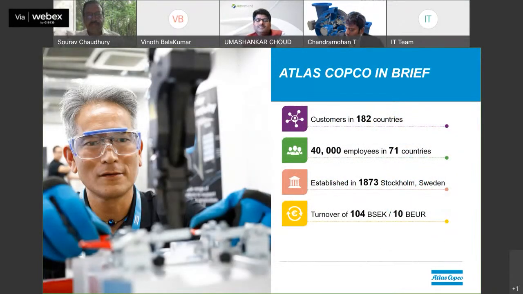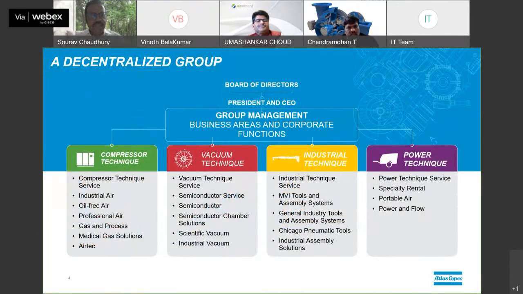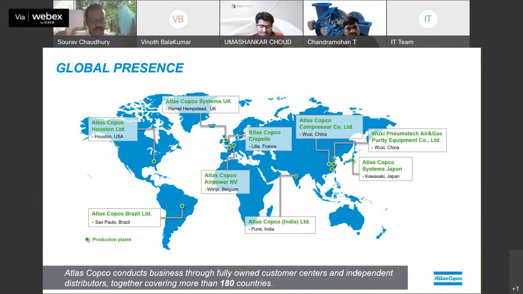So we'll start off very quickly. Atlas Copco is a world company. It started off in 1873. It's a European company. The head office is based in Sweden, but we have our presence almost in every part of the world. Broadly, it's based in 4 different business areas. The biggest is the compressor technique business area. We proudly say that we are the largest compressor manufacturer in the world, and we have solutions for each and every type of technology. For compressor technique, we have production facilities across the world, starting from US, China, India.